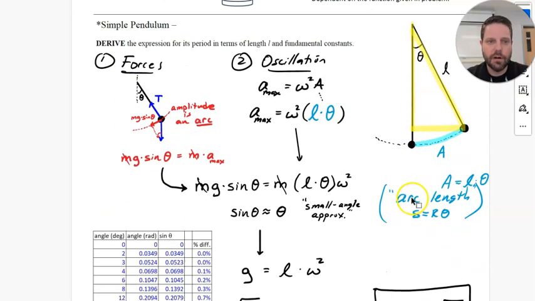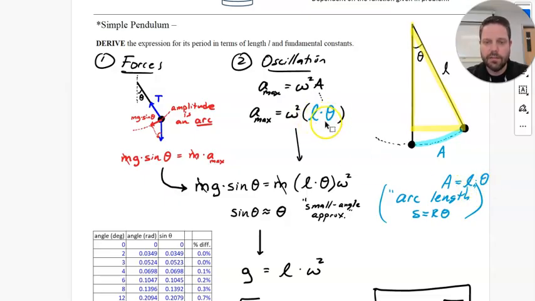Same logic for our simple pendulum. A little bit more complicated because we have our restoring force of mg sine theta set equal to ma. It's a little more confusing because we don't know what A is. So A is going to be this arc length. Arc length is equal then to the radius, which is L, times theta, right? Arc length is S equals R theta. So this blue highlighted arc is our amplitude, and we could set that equal to L theta.